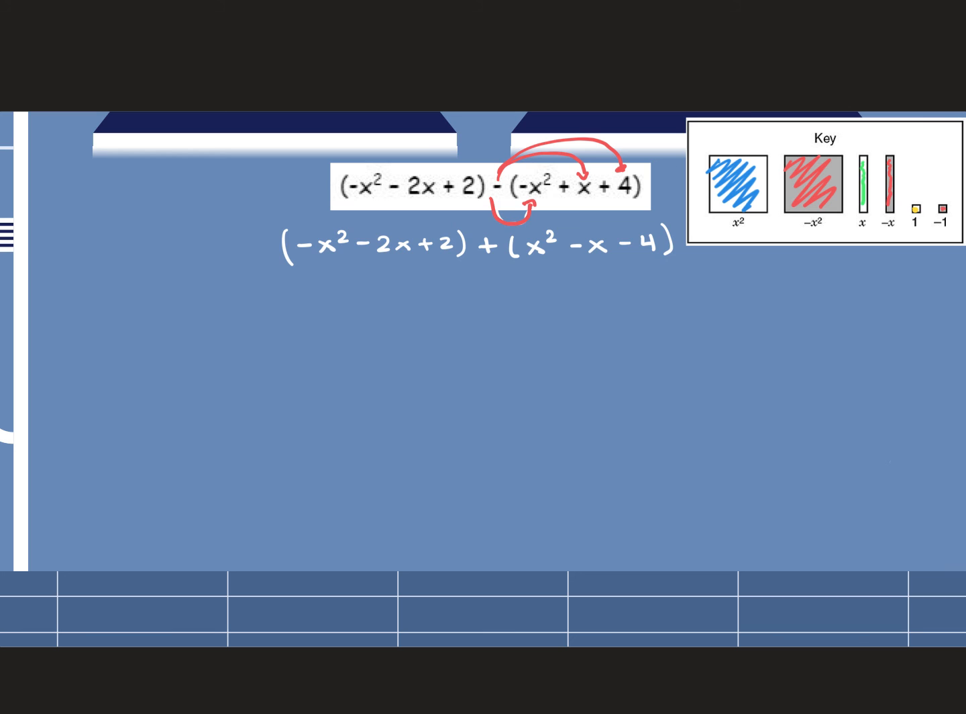All right. So let's draw this out. So I have my negative x squared. I have negative 2x's. And I have positive 2. All right, for my next expression, I have x squared. I have negative x. Oops, I forgot to shade in my x squared. There we go. And then we have a negative 4.